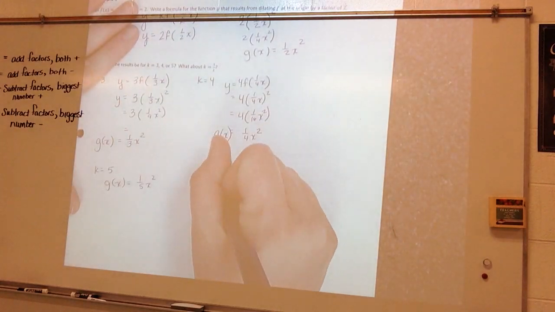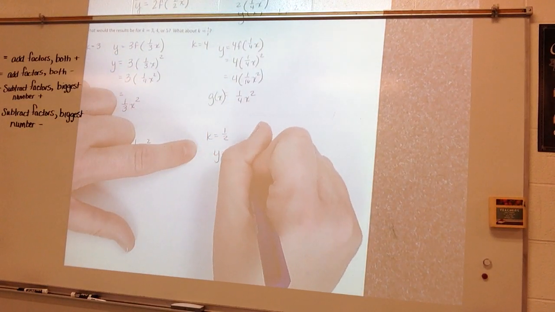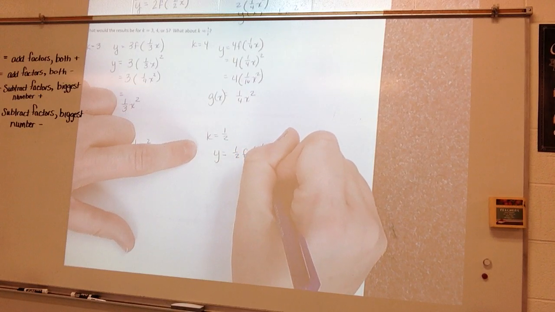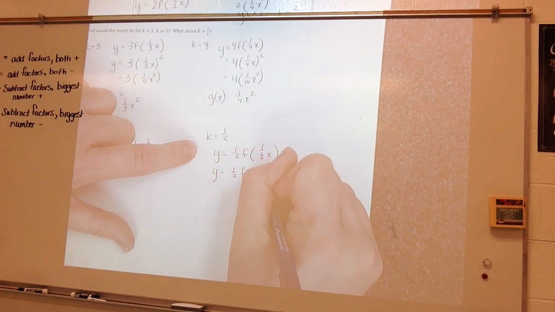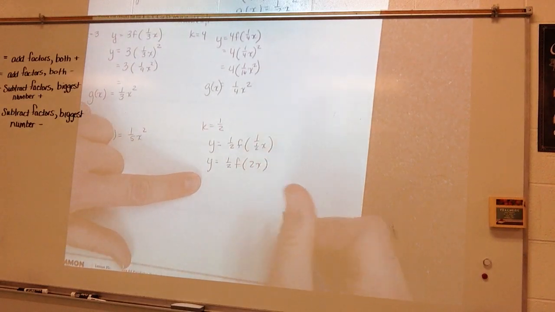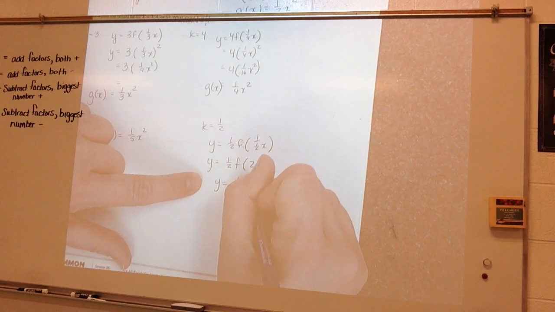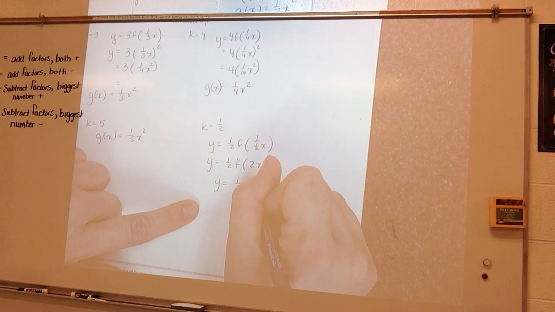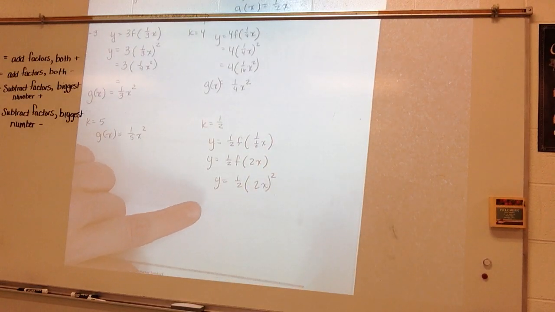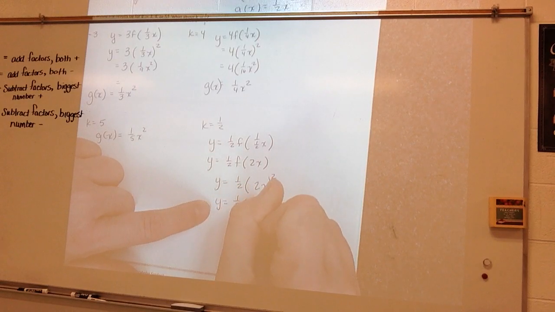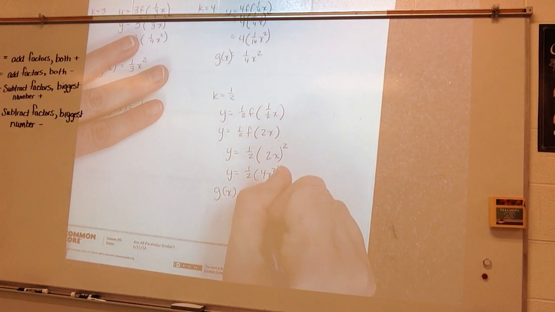All right, let's look at k is equal to 1/2 really quickly. Y is equal to 1/2 f of 1 over 1/2 x. Well, that would be y is equal to 1/2 f of 2x. All right, plug that in. I would get y is equal to 1/2 times 2x squared. So that would be y is equal to 1/2 times 4x squared. 4 times 1/2 is 2. So g of x would be 2x squared.